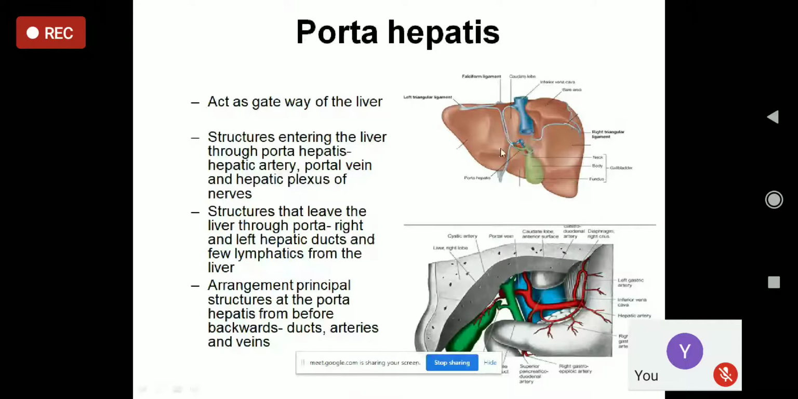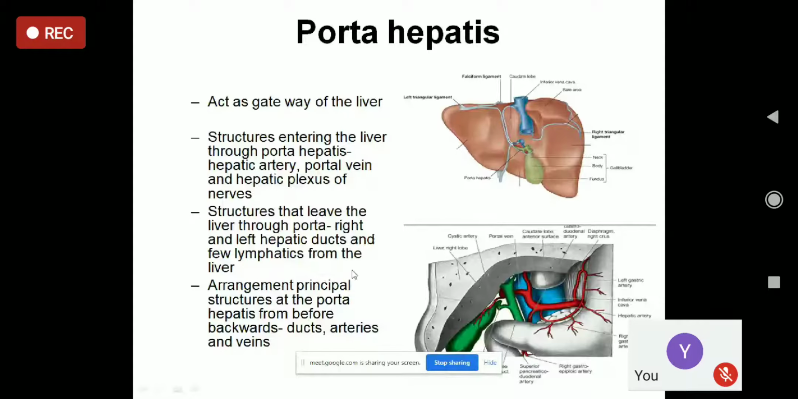Now we'll talk about the porta hepatis. So we'll mark this area in the spotters and we'll ask you. So what is porta hepatis? It acts as the gateway of the liver. The structures entering the liver through porta hepatis are the hepatic artery, so the hepatic artery will enter over here, and the portal vein. Hepatic artery, portal vein, and hepatic plexus of nerves will enter through the porta hepatis, whereas the structures that will leave through this porta hepatis are the right and left hepatic ducts and a few lymphatics.